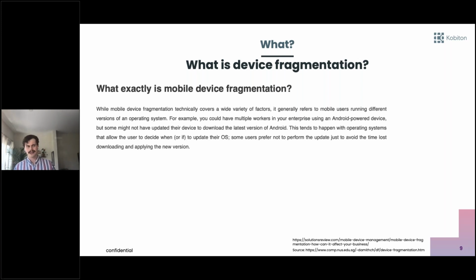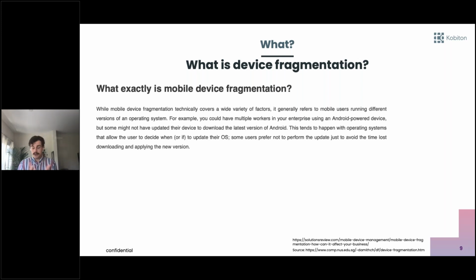We can see here, we can sort of highlight the important bit. It generally refers to when mobile users are running different versions of an operating system. For example, you could have multiple workers or users in your enterprise using an Android-powered device, but some might not have updated their device to the latest version of Android, right? So this is focused on operating system difference, right?